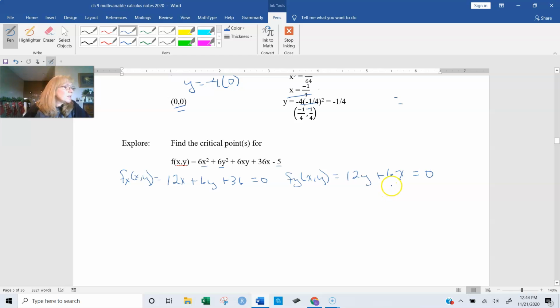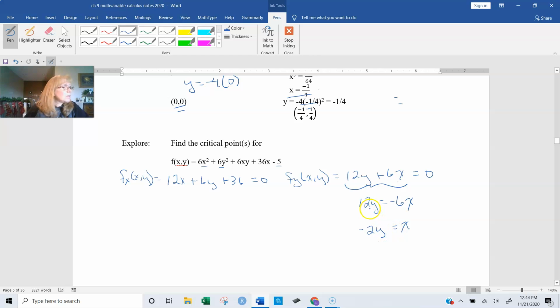And when you look at this, these actually aren't too bad. We could have done elimination, but since there was only an xy on this side, I decided to solve this one here for x. It's truly whatever you feel like doing. So I subtracted the 6x, divided by -6, so x equals -2y.